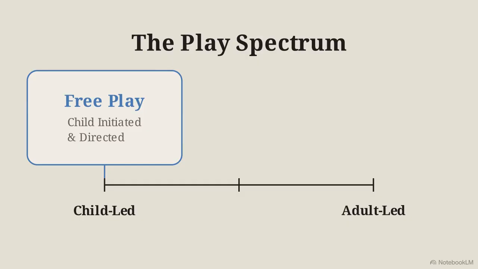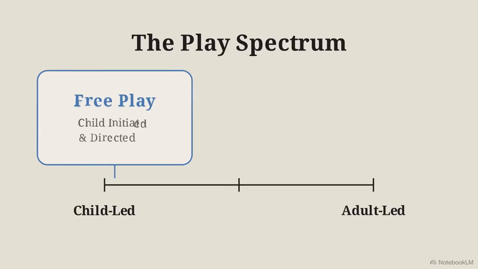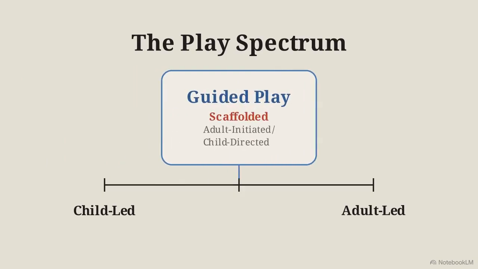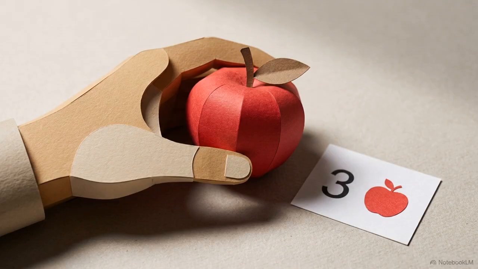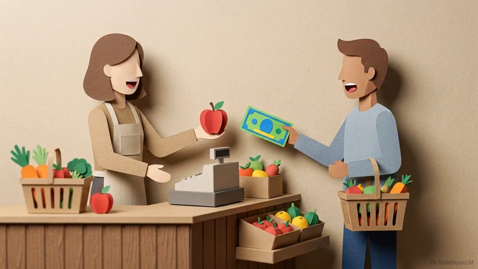On the far left, free play occurs when children initiate and direct scenarios. Moving to the center, guided play features adults scaffolding the environment while children retain agency. For example, a teacher might set up a pretend grocery store. The environment is explicitly designed to spark the exploration of mathematics and new vocabulary, but the child gets to lead the narrative of shopping and trading.